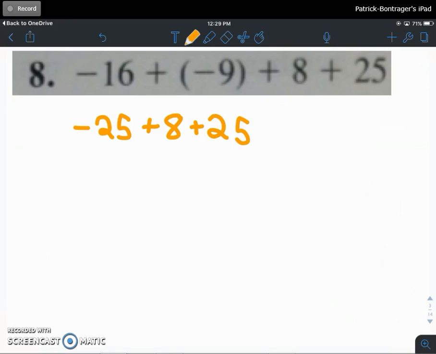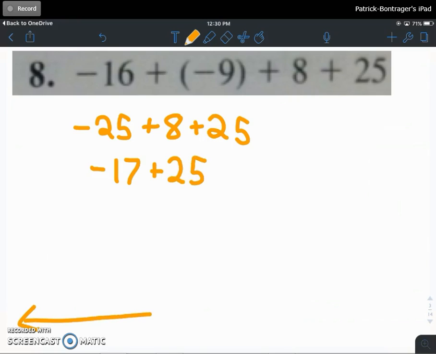And again, opposite signs. We're going to subtract the two numbers. So the difference of 25 and 8 is 17. We'll keep the sign of the larger number. 25 is greater than 8, so I'm going to keep the negative sign. So it'll be negative 17 plus 25.